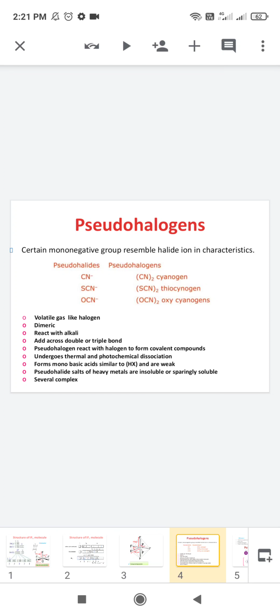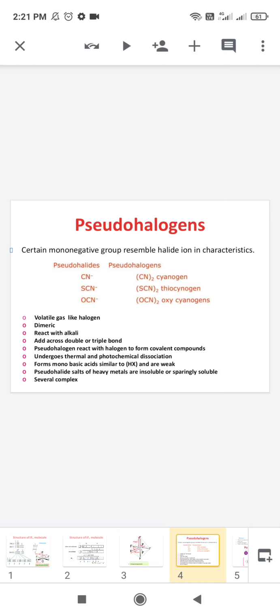This is mainly because halogens can easily add to a multiple bonded compound. Similarly, the pseudo halogen compounds can also add to multiple bonds. And pseudo halogens react with halogens to form covalent bonds. And the pseudo halogens undergo thermal and photochemical dissociation similar to the halogens.